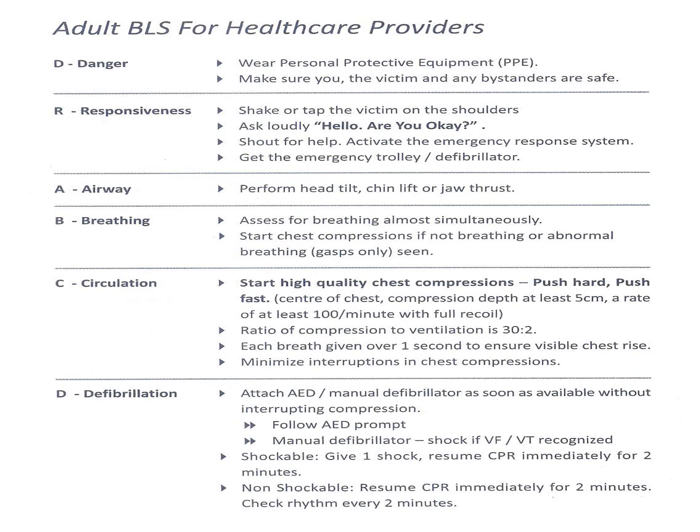Make sure yourself, the victim, and any bystanders are safe before you proceed further in the algorithm. R, responsiveness. One can easily assess the responsiveness of the victim by tapping his or her shoulders. Sir, are you okay? Shout for help. If the patient is unresponsive, call for help. Ask for calling the emergency response system or 999 and ask them to get a defibrillator or emergency trolley if you are in a hospital setting.